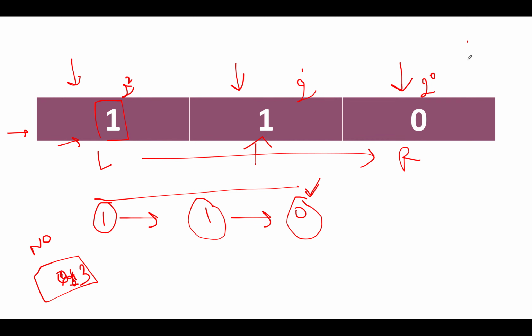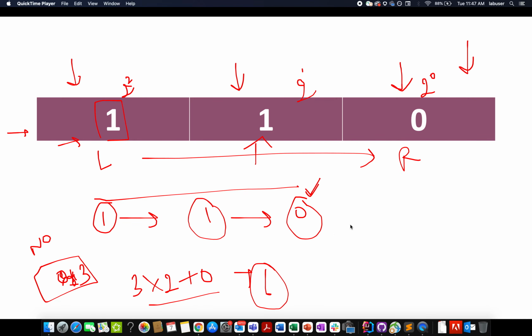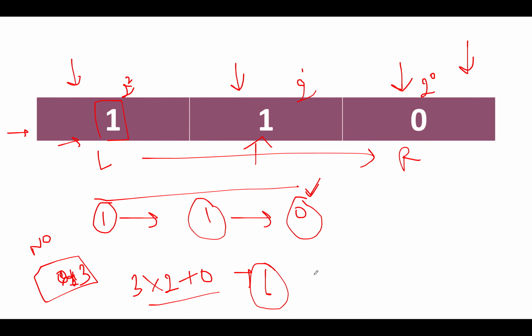Let's proceed ahead. And next we have is 0. So 3 into 2 plus 0 for this particular index. And this gives us 6, which is as expected. Now can we extend this approach to linked list? The answer is yes. Let's try and do that.